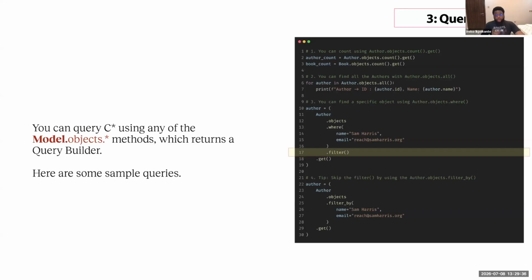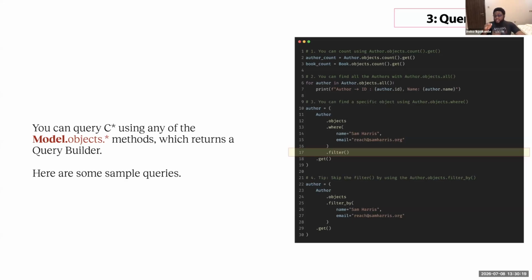Right. So now the cool thing about all of this is you can actually query. Okay, so you can actually query your database using a model. Every model gets this dot object property that allows you to just build a fluent query, which you can actually use to query Cassandra really easily. So if you had an author, you can just say author dot objects dot count and get the count. You can just say author dot objects dot all, which gives you all the objects, and you can just iterate through them and work with that.